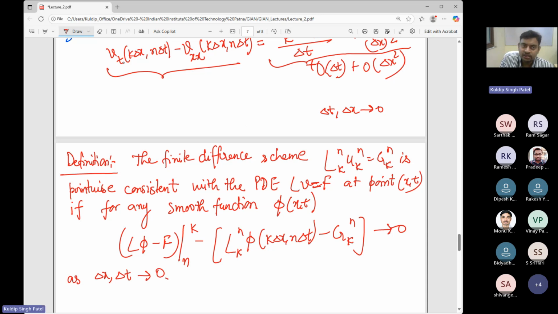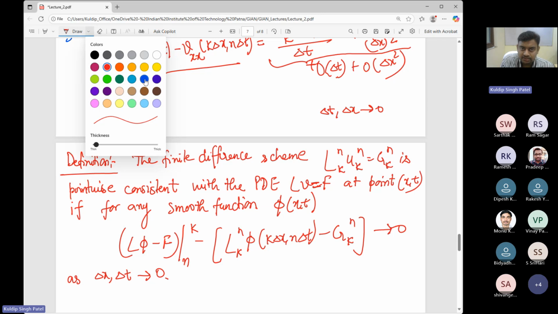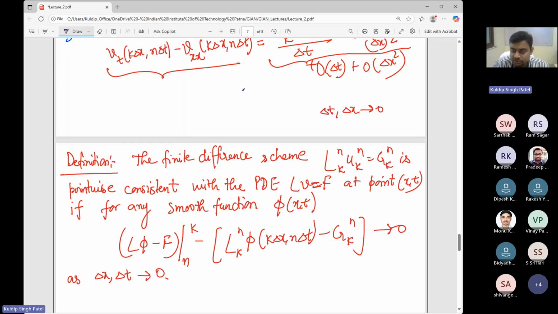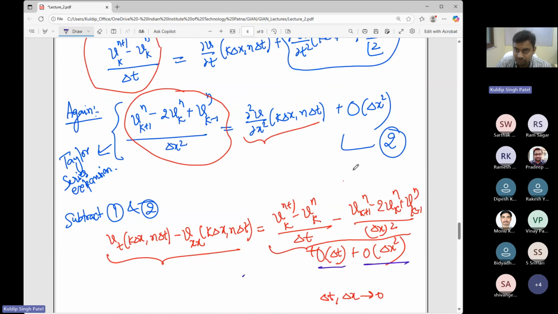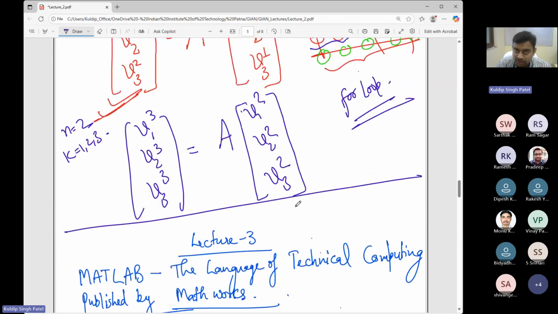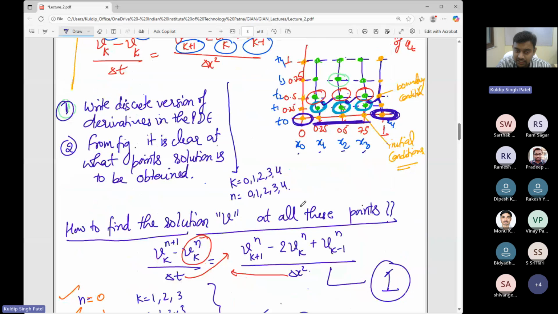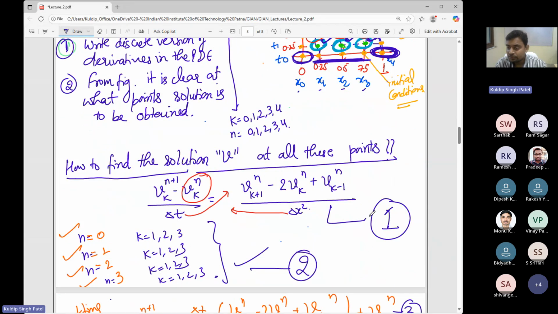So let us not be confused. The simplest idea you can see from here is that as delta t, delta x tends to 0, our discrete version and continuous version are equal, and hence it assures us that whatever we did, this scheme, the discrete form of the continuous version, this equation 1, is consistent.